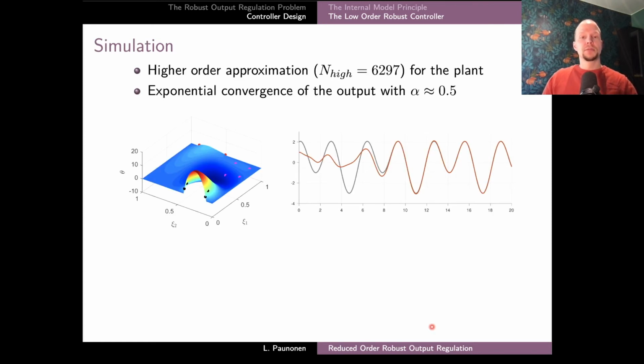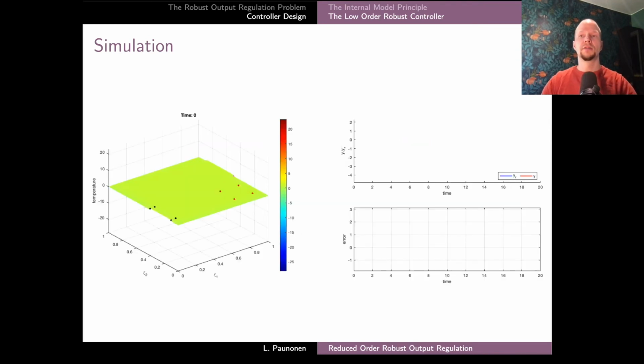On this slide we plot the output of the system as well as a snapshot of the temperature profile, and what we can observe is nice convergence of the output to the reference signal. And finally, I'll show an animation of the evolution of the controlled temperature profile.